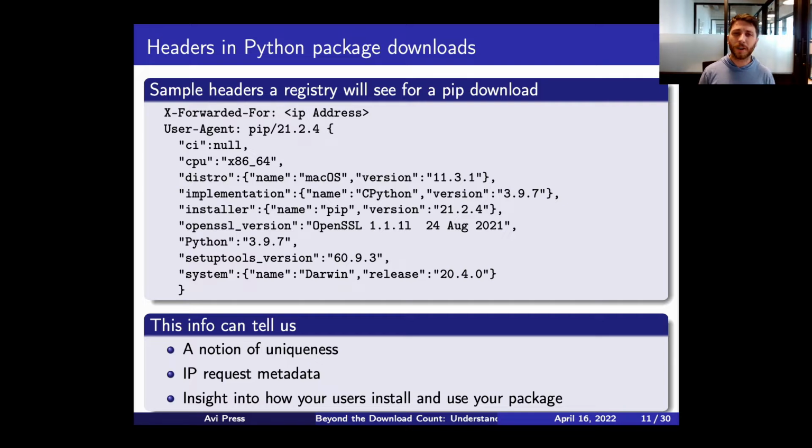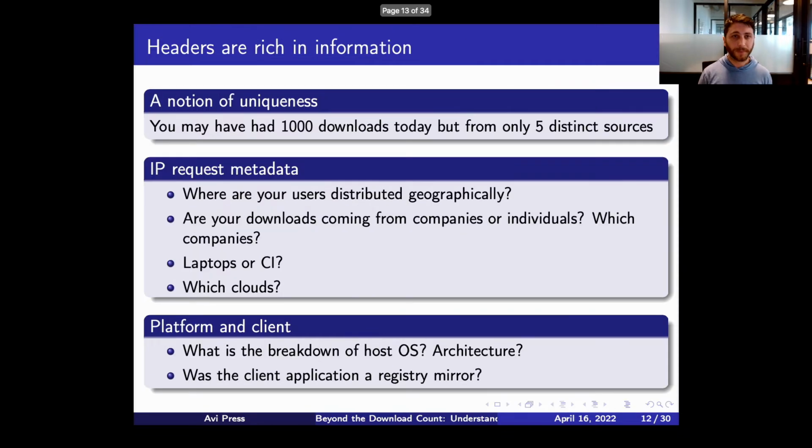So we can start to get a notion of uniqueness with the IP address and with these headers. In that metadata, there's a whole lot in there that we can use to further contextualize these downloads, and it can really give us insight into how these packages are being applied in the real world. So again, that notion of uniqueness: just knowing you had 1,000 downloads doesn't really tell you all that much, especially if it, say, only came from 5 distinct sources. And without any notion of uniqueness, it's really, really hard to contextualize any of this. And so that's what's really, really missing here.